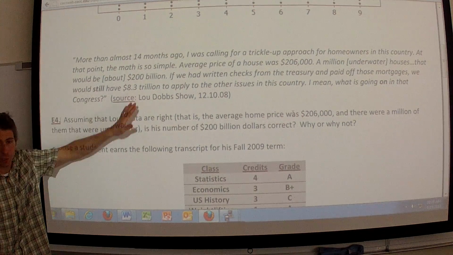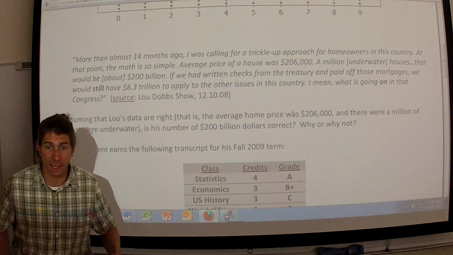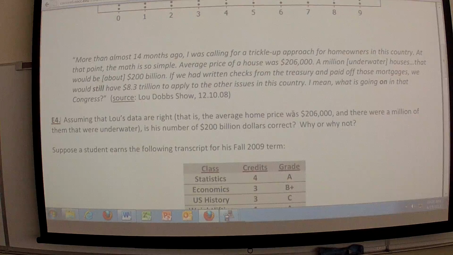You can ignore this 8.3 trillion. I have no idea what he's talking about over there, honestly. But it's the 200 billion that I'm interested in analyzing and making sure that makes sense. So first of all, is he right? He is right. Lena's saying yes.